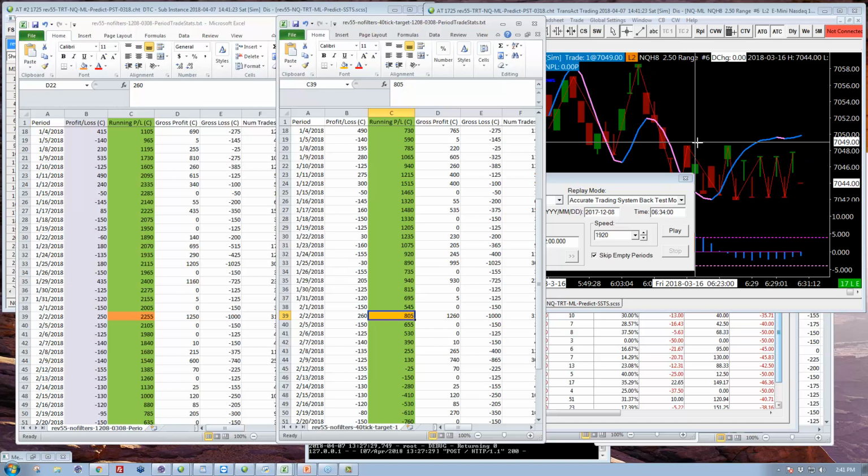But what we did as we saw this volatility happen was we started talking about different ways to filter out times when it's really not that smart.